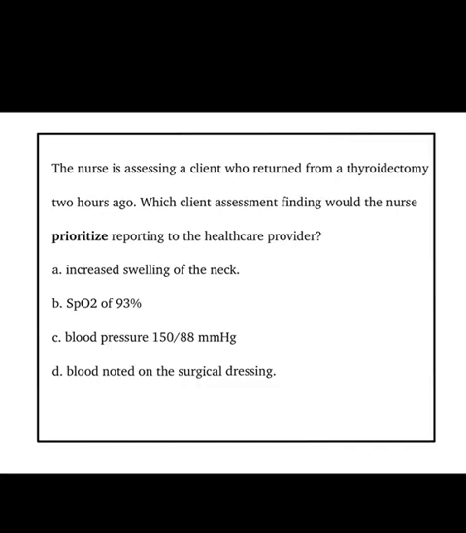So the correct answer choice is answer choice A, increased swelling of the neck. Why? Well, the patient just had a thyroidectomy and they're having increased swelling of the neck. Well, we know that the neck is the area in which your trachea is. And so if there's swelling there, that means your patient is at very high risk for airway obstruction. And that is why it is the priority, because that symptom correlates with airway obstruction.